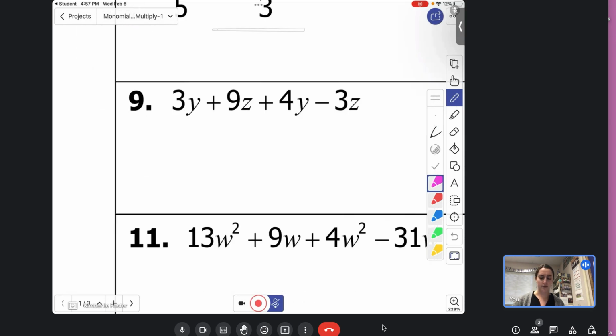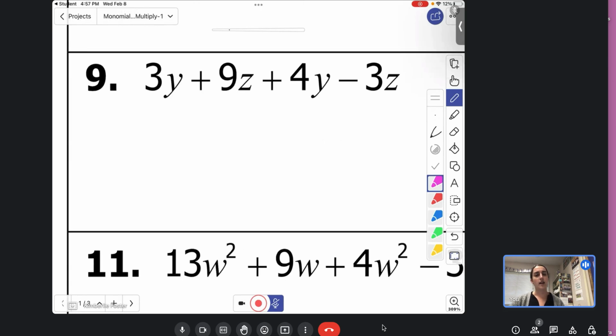Okay, let's take a look at number 9. This is a polynomial. There's multiple terms, right? We can have different variables in the same expression, as we see here. All right, well, I combine my y's with y's and I combine my z's with z's. Oh my gosh, I'm so tongue twisted right now. 3y and 4y, 9z and negative 3z.